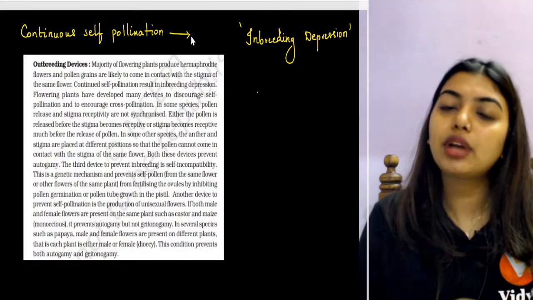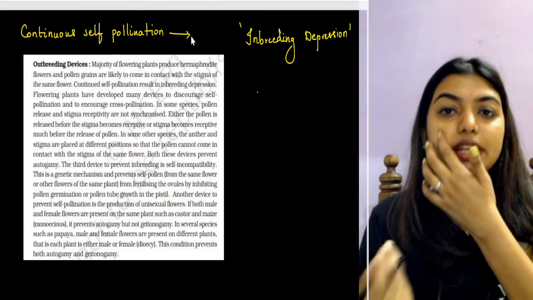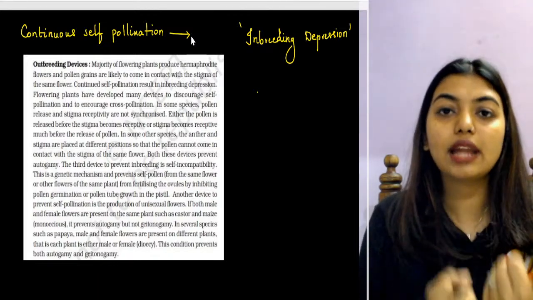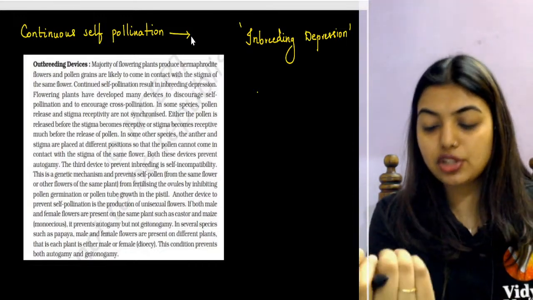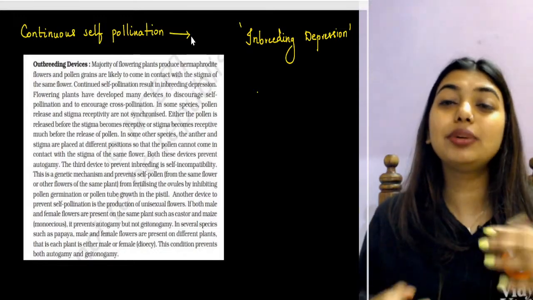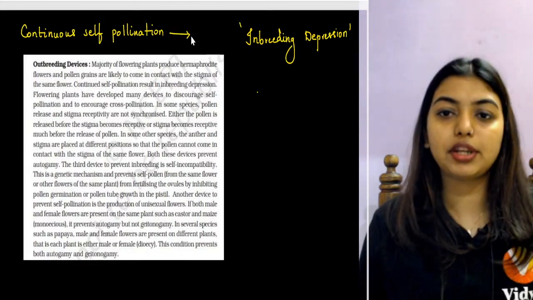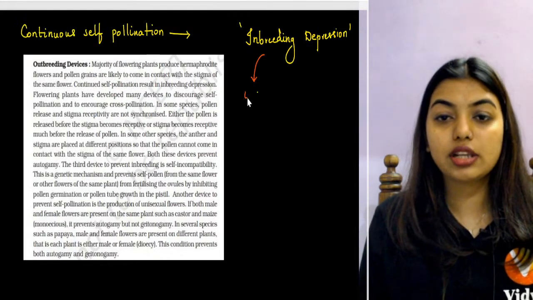That is, they are not able to have any variations. Because they are not able to have any variation, they will go through inbreeding depression. Now it is the plant's responsibility to protect itself and make sure that it survives for a longer time. If inbreeding depression happens, it is going to lead to no variation, and in the long run it is going to damage the plant. So the plant will take some techniques to avoid inbreeding depression, and that technique is called outbreeding devices.